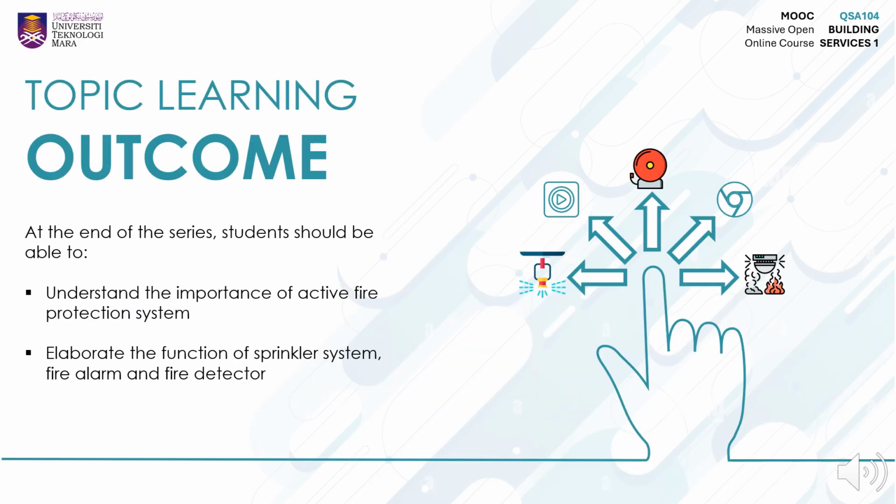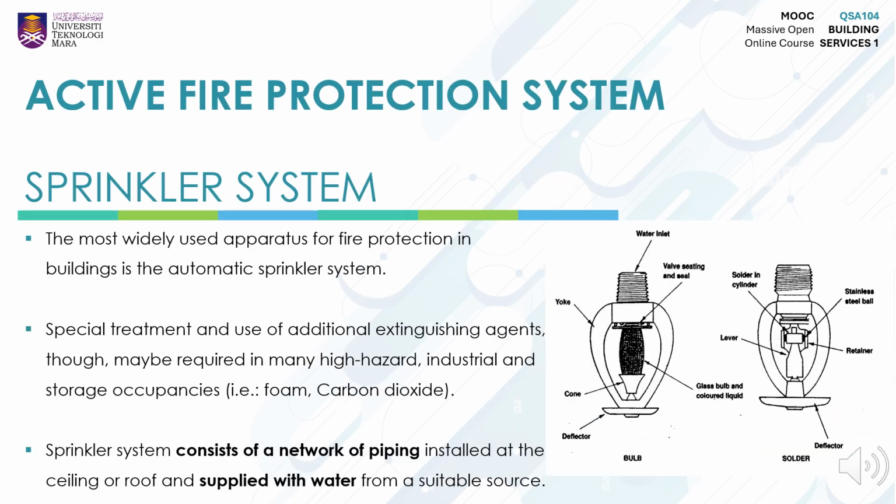At the end of the series, students should be able to understand the importance of active fire protection systems, as well as to elaborate the function of sprinkler system, fire alarm, and fire detector. Let's start with the active fire protection system for sprinkler system.